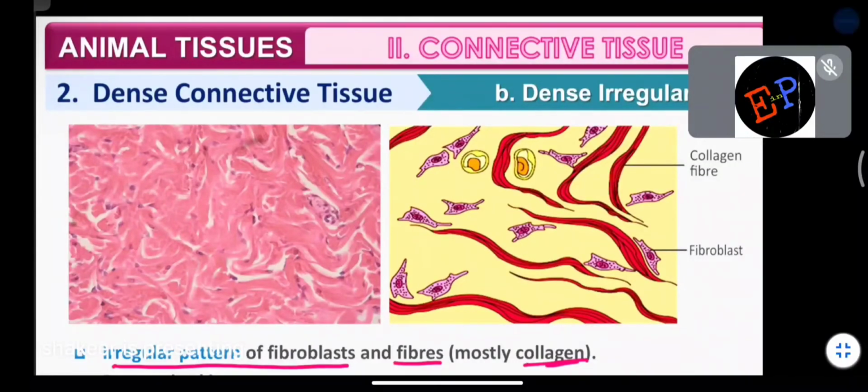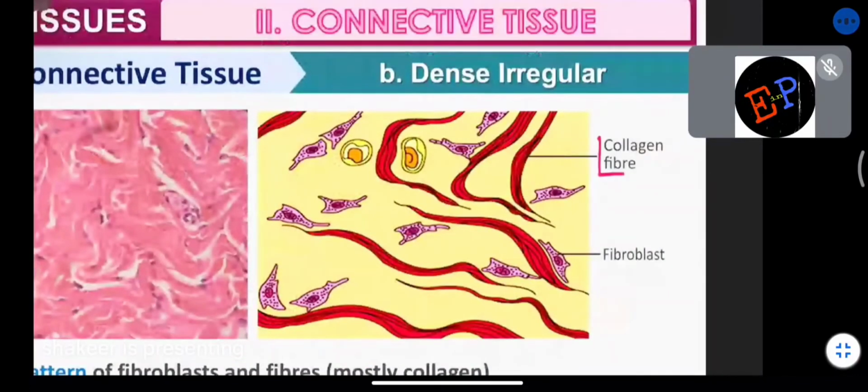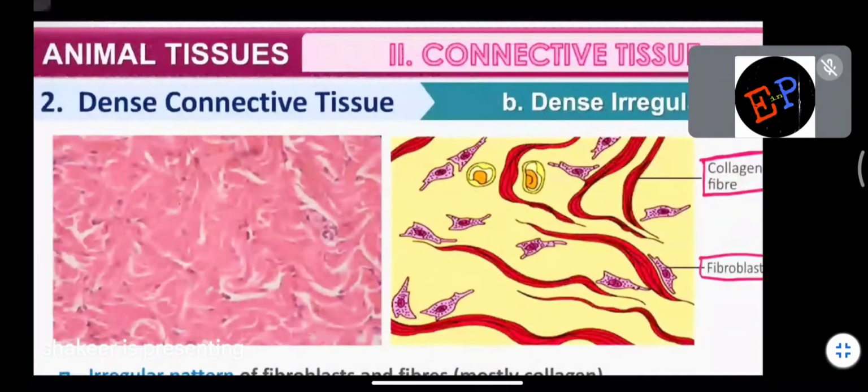Clear? In the figure you can see this is a collagen fiber. Because of this collagen fiber, the shape and size of the body parts is maintained. And this is a fibroblast cell. This fibroblast cell produces collagen as well as elastin. Fine? That's it.